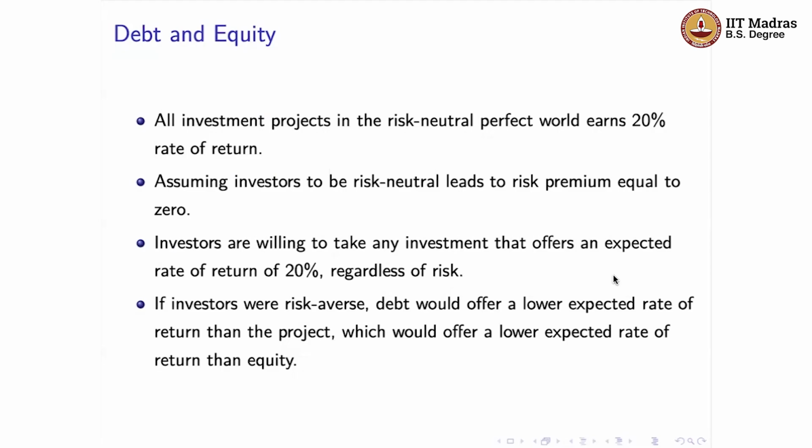If instead we had investors being risk averse, so this is a term we'll see in more detail later on, but basically it means that you have got investors who do not like risk, and so therefore, for example, they would not take up a fair bet. Debt would end up having to offer the lowest expected rate of return compared to the unlevered project, right? Which again would offer a lower expected rate of return compared to equity, right? So basically, if you're risk averse, then more risk has to be compensated with a higher expected rate of return, right? But this is something that we'll discuss in more detail later on.